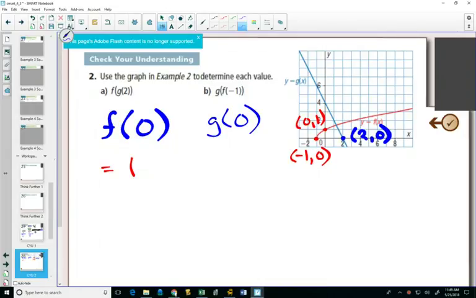And now I have g of 0. So I plug 0 in for x on my function of g, which is my blue graph. I label that point, which is 0, 4. So when you plug 0 in for x, your y value is 4. And so g of f of negative 1 is equal to 4.